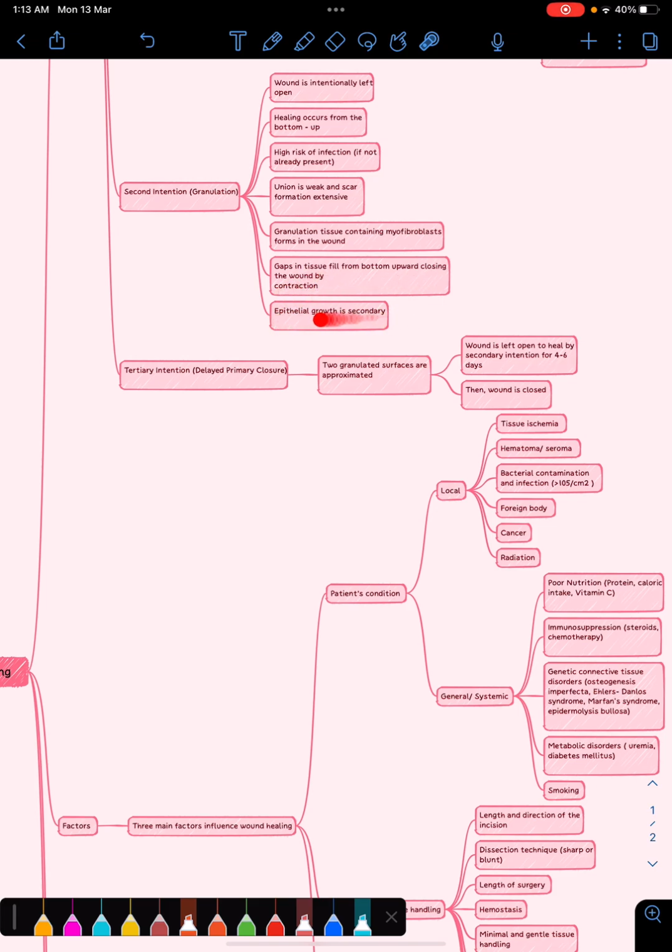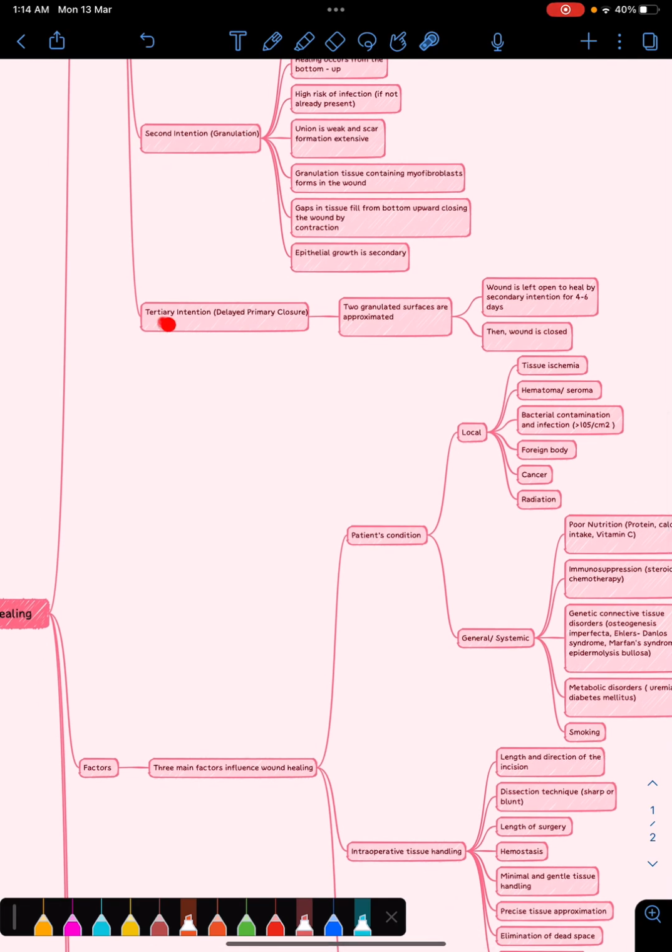Epithelial growth is secondary. So basically, the concept of second intention granulation is leaving the wound to heal by itself without any kind of intervention. Once we leave the wound like this, the wound starts to have granulation, and that allows the wound to heal, but it's going to be weak, not as strong as it should be.